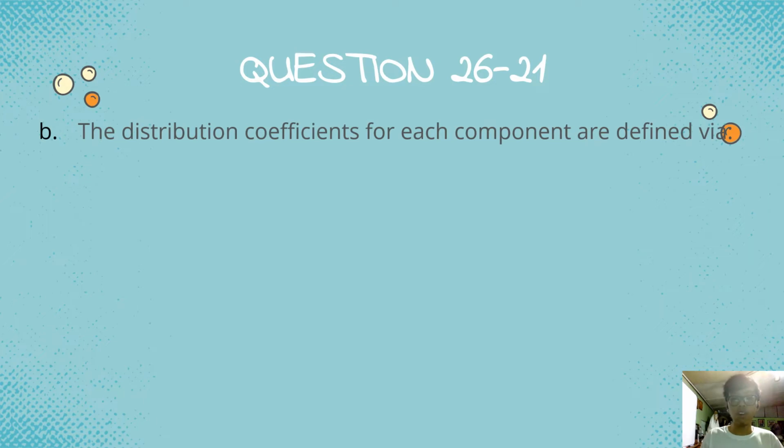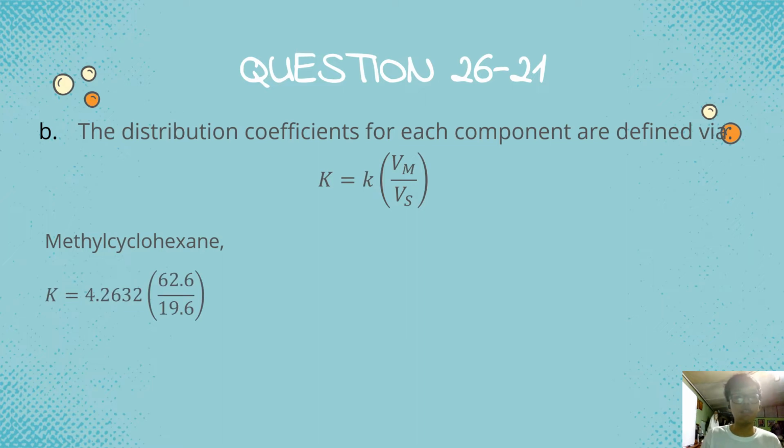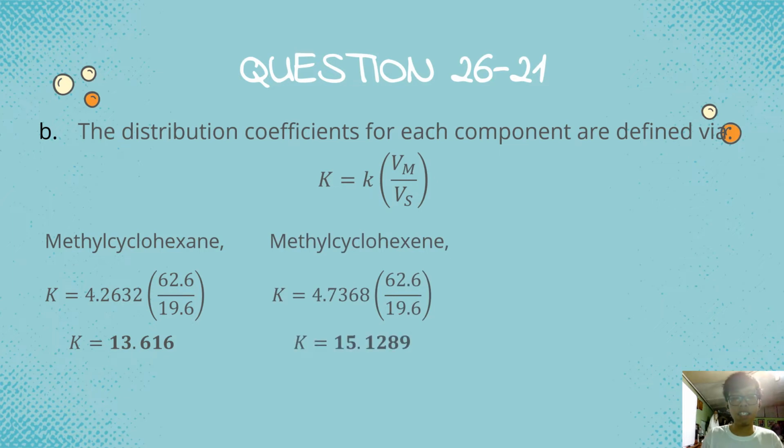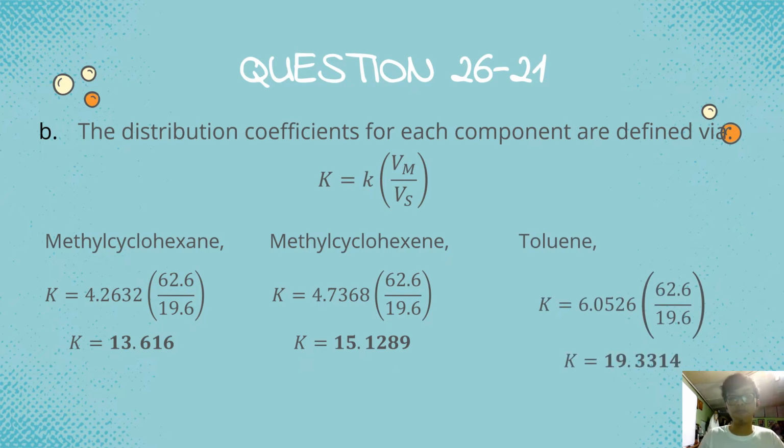Now the distribution coefficients for each component are defined by this formula. K is equal to k multiplied by Vm over Vs. For methylcyclohexane, we substitute the k value obtained from letter A, and that gives us a capital K value, which is the distribution coefficient, of 13.616. Doing the same for methylcyclohexene gives us 15.1289, and for toluene, that gives us 19.3314.